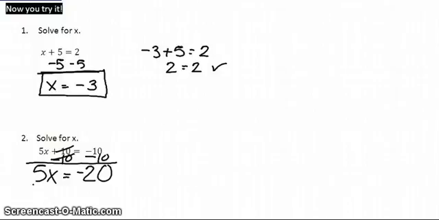Next, we need to isolate our x yet, and we need to eliminate that 5. So to undo multiplication, I'm going to use division, and I have an answer of x equals, and negative 20 divided by negative 5 is negative 4.